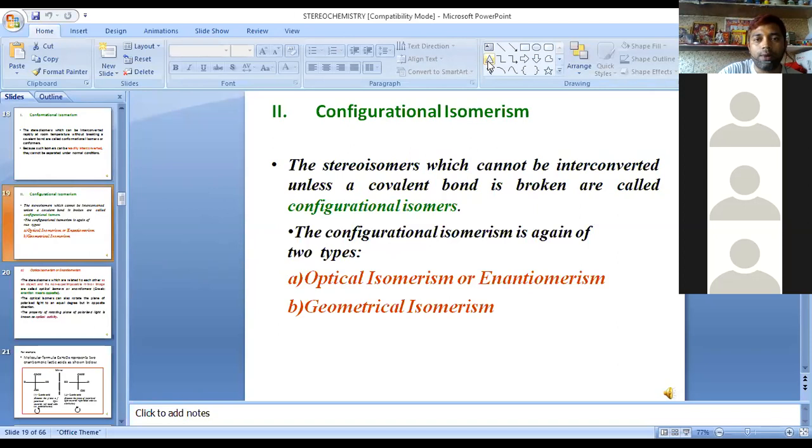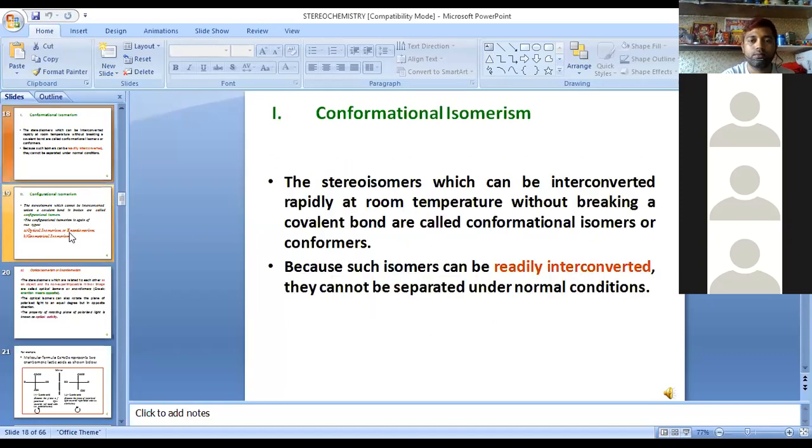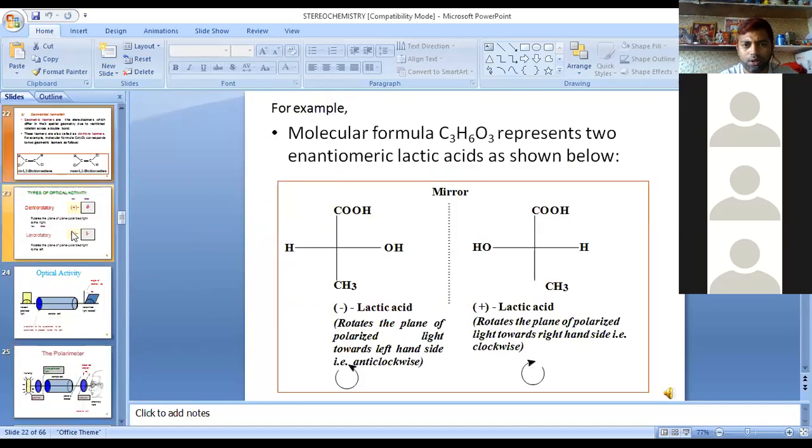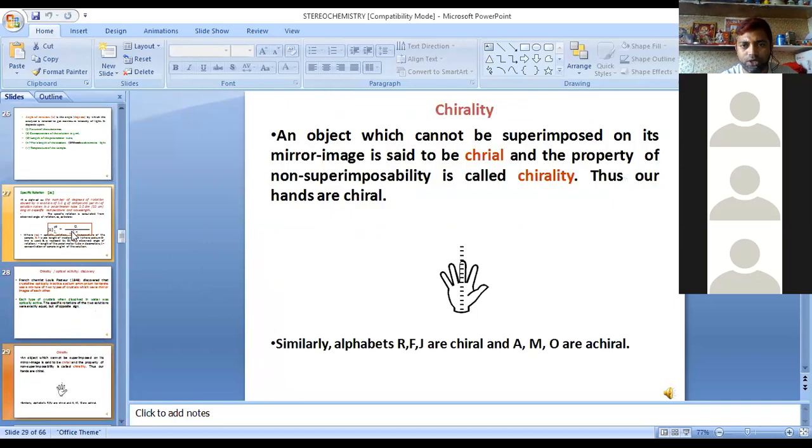Robin, do you have any question? Did you understand? Stereoisomers are classified into two categories, conformational and configurational. We have not discussed any example of conformational isomers. These conformational isomers we'll discuss later on. Like, I'll show you conformational isomers.